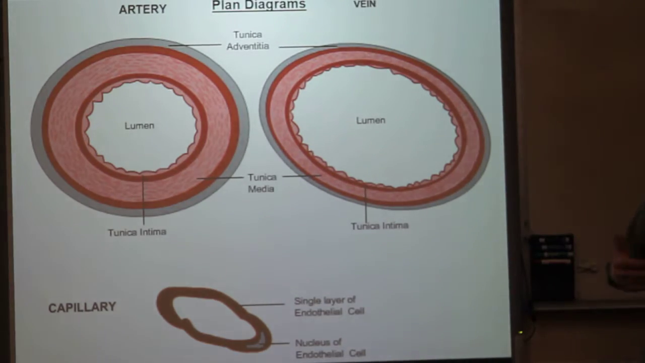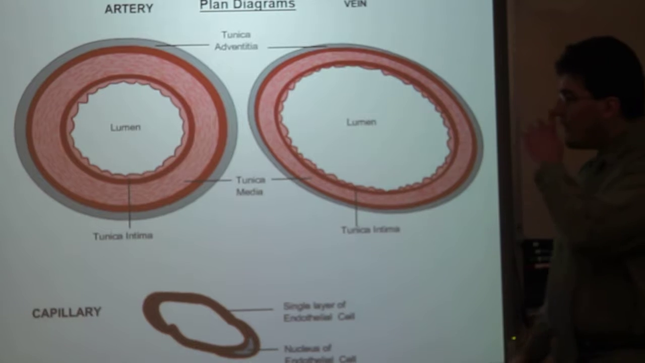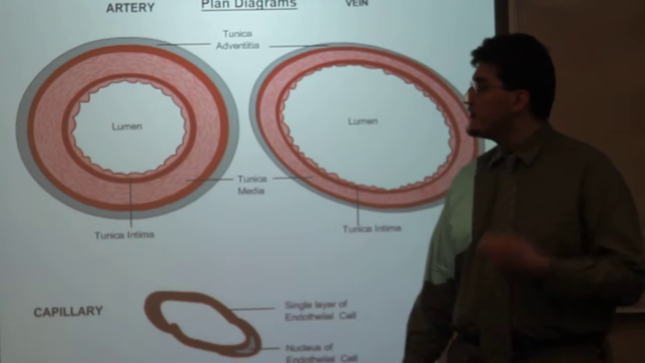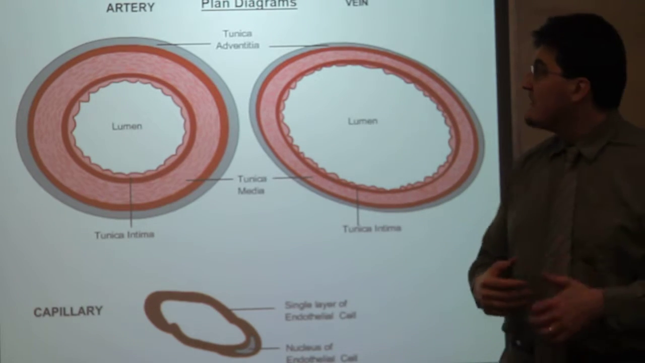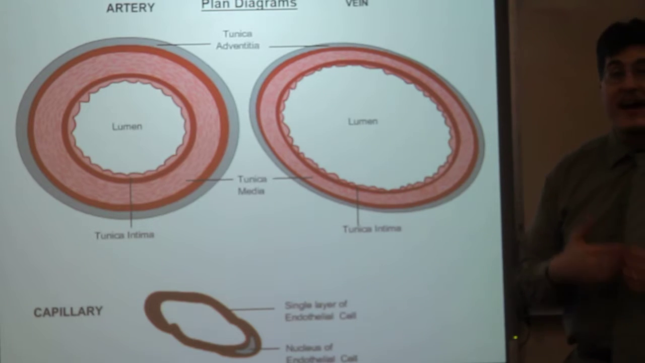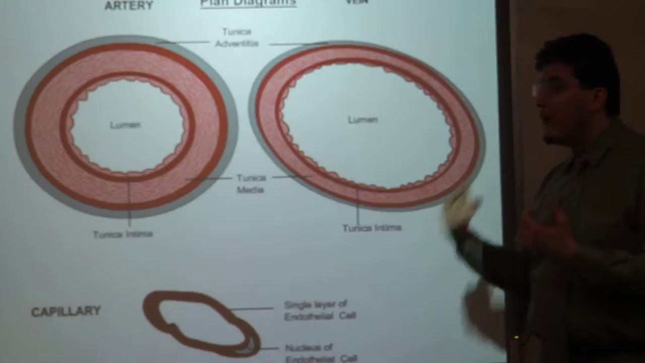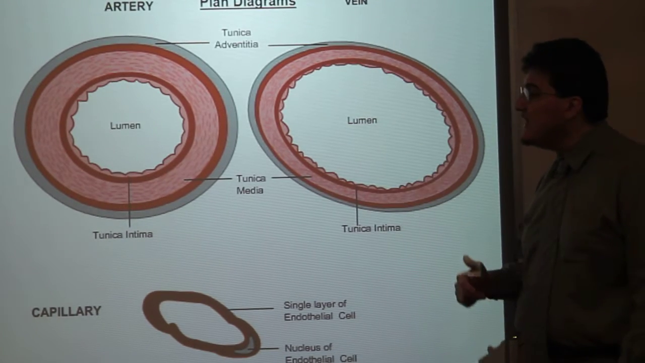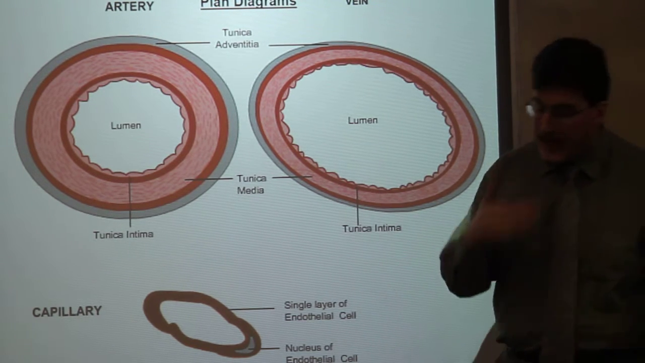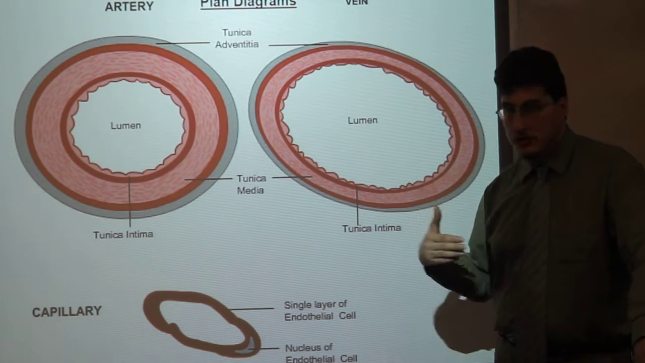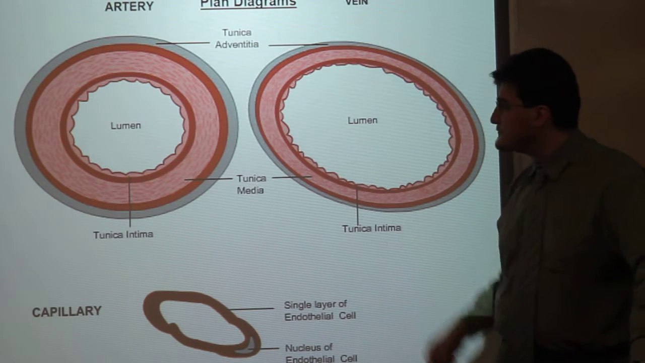Now, this is closer to an appropriate plan diagram, more Cambridge style, except that it is shaded. So these are the proper names of those things that I told you before. The thick outer layer, that's called the tunica adventitia, or the tunica externa. Then our tunica media, that middle layer of muscle and elastic fibers. Then we have the tunica intima, that endothelial layer on the inside. That is the layer that is surrounding the lumen of that vascular layer.